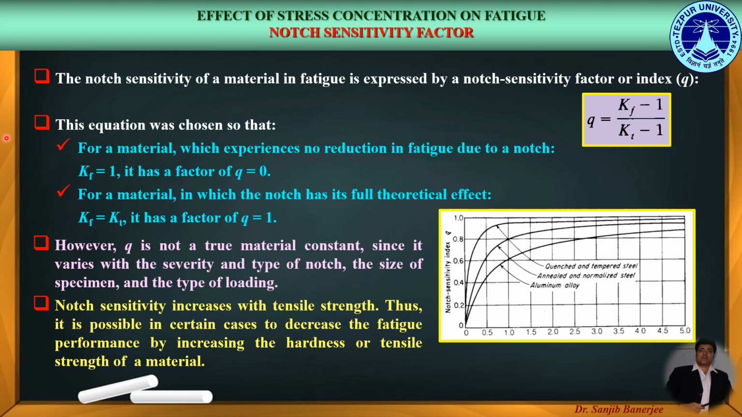Now this particular equation was chosen so that for a material which experiences no reduction in fatigue due to a notch, where Kf equals 1, it has a factor of Q equals 0, and for a material in which the notch has its full theoretical effect, where Kf equals Kt, it has a factor of Q equals 1.